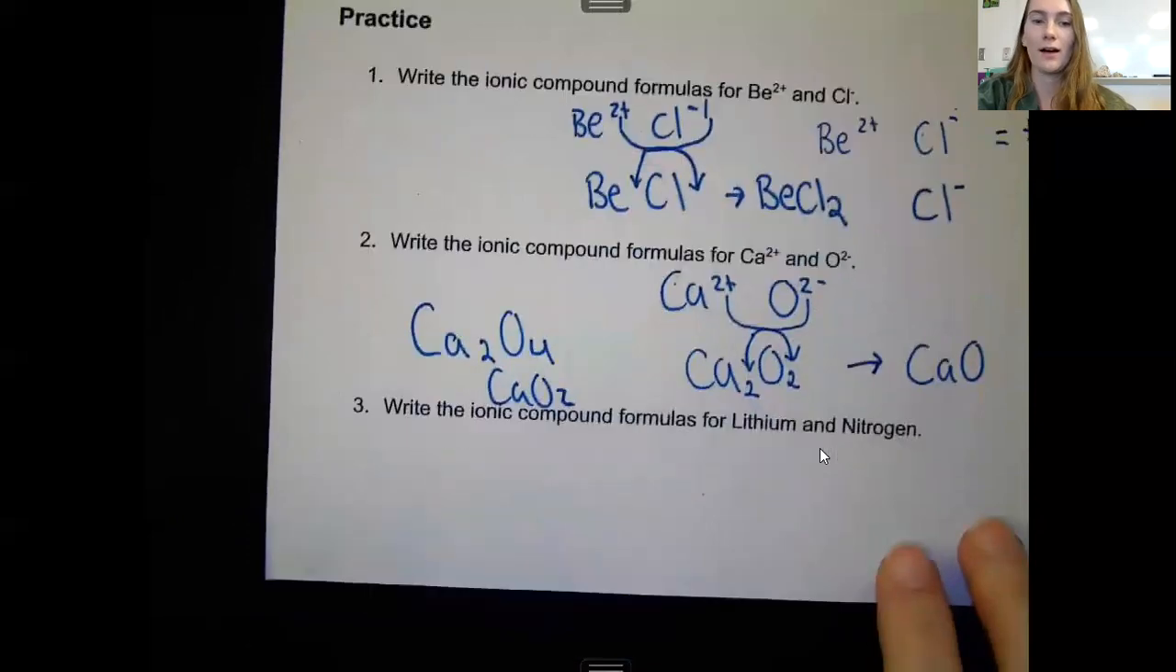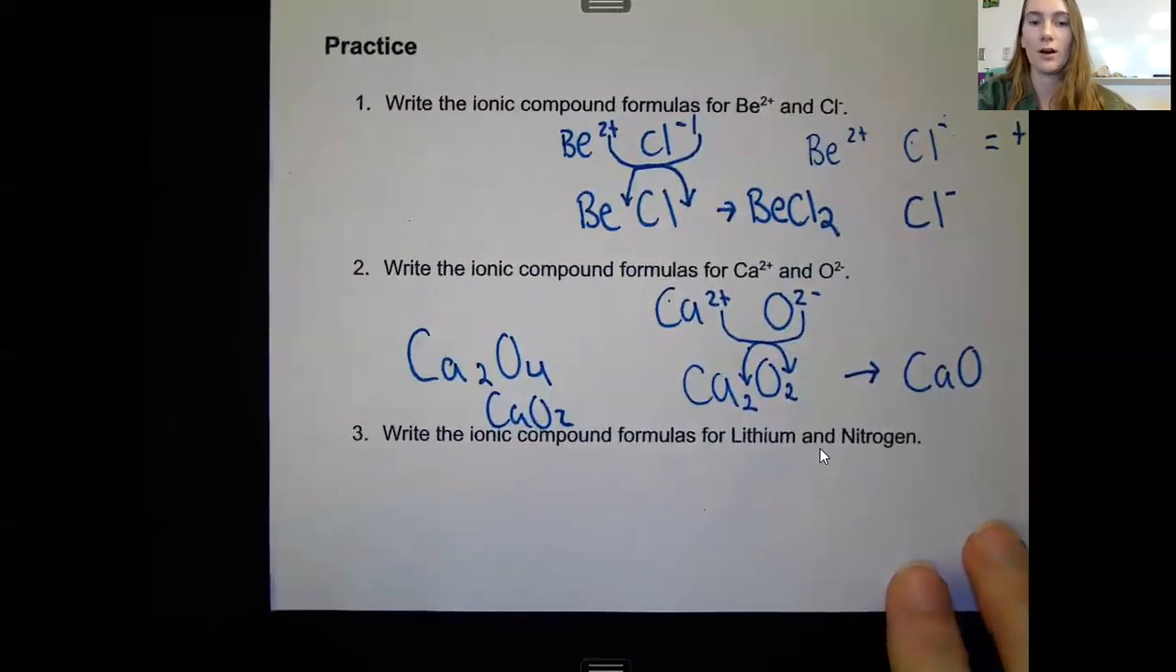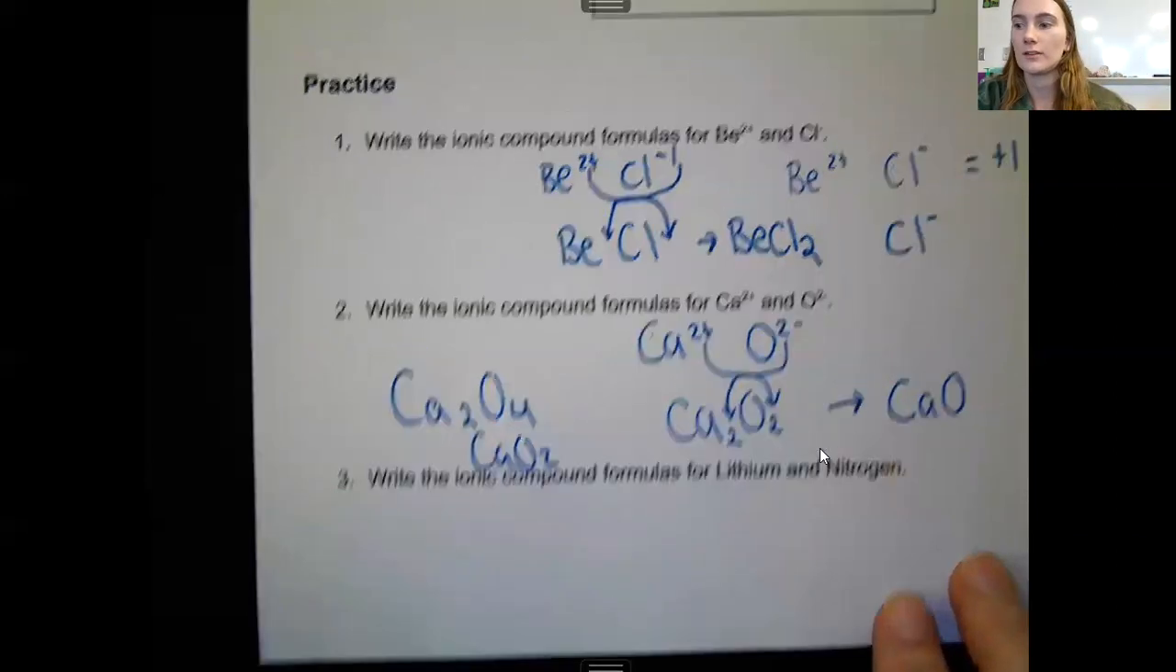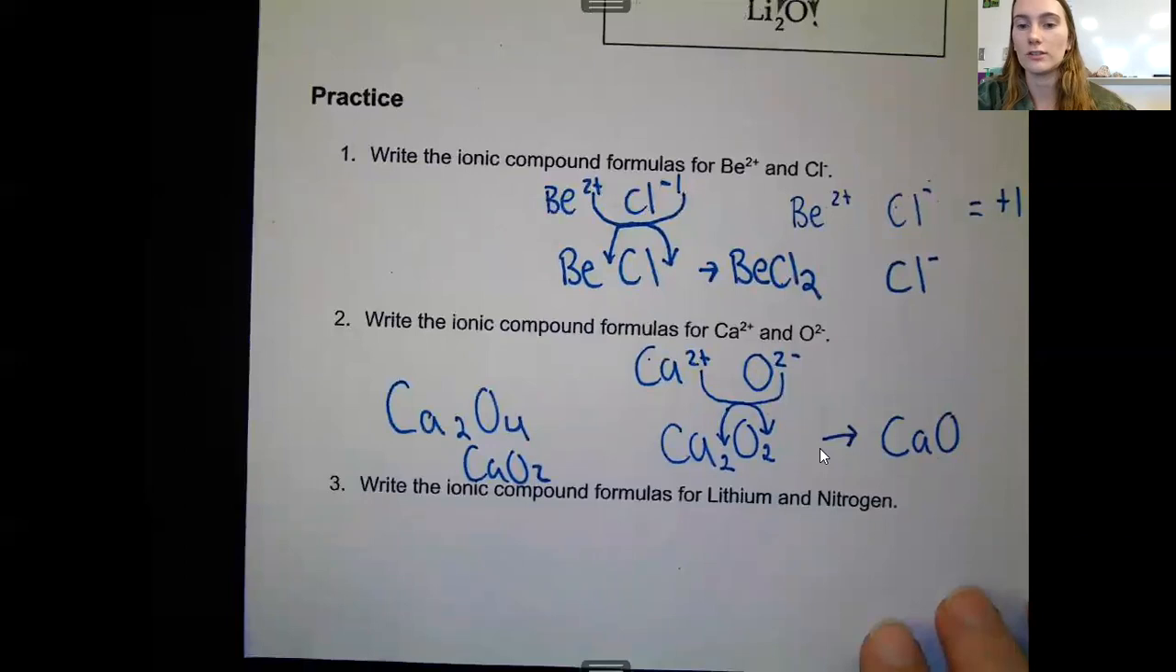Okay, so we have one more question. Write the ionic compound formula for lithium and nitrogen. I'm not going to do this one on the video. For this one you'll have to find the charges for each. So find the charge for lithium, then find the charge for nitrogen, and then write the formula.